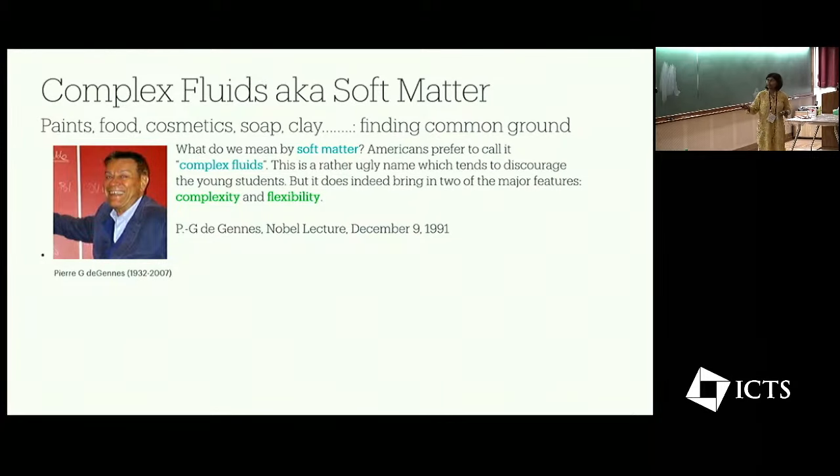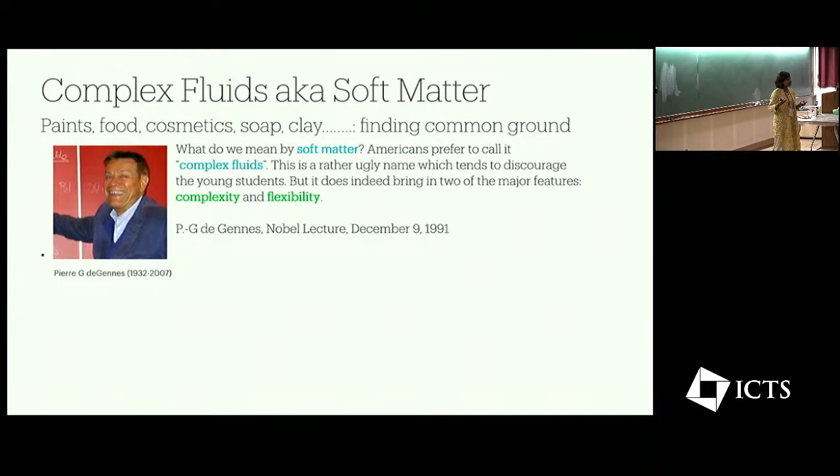possible by Pierre de Gennes, who got the Nobel Prize in 1991 for showing that the kind of theories that you can use to understand ordering phenomena in magnets or superconductors can also be used for describing soft materials such as liquid crystals. You all know liquid crystals, right? So this is the theory of order parameters.